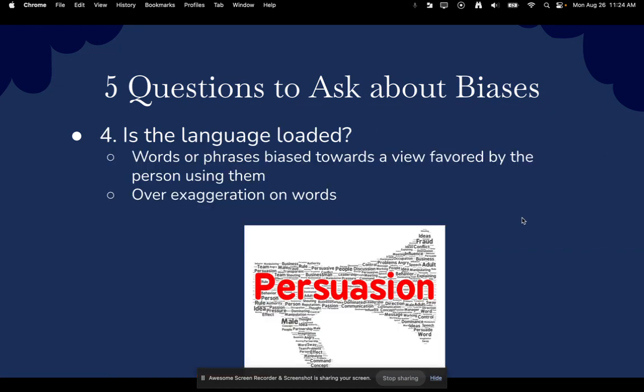Okay, number 4, is the language loaded? Now, what I mean by loaded language is words or phrases biased towards a view favored by the person using them. So, pretty much the person who's writing the news article or saying it or whatever is trying to persuade you on something. Okay. So, they're exaggerating their words to make you feel a little bit more passionate about whatever they're writing about.